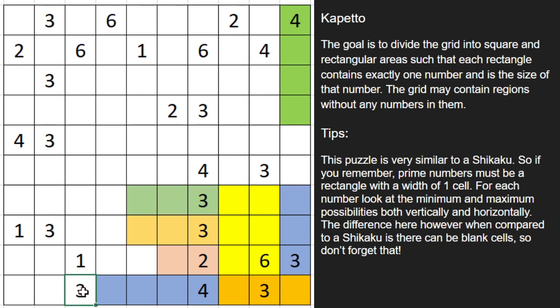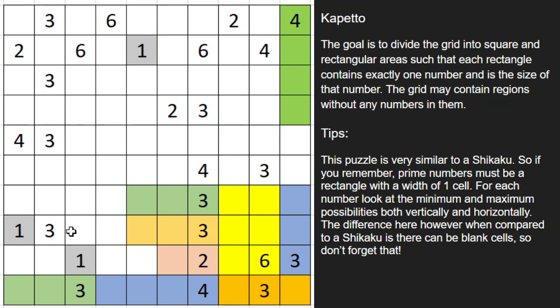This 3 here is forced to go to the left as well. Can't go down, can't go right, can't go up. So we know that goes over like that. And now these ones we know are all going to be in its own region of a single cell, so we can isolate those.